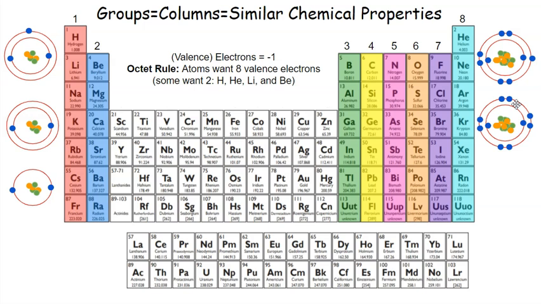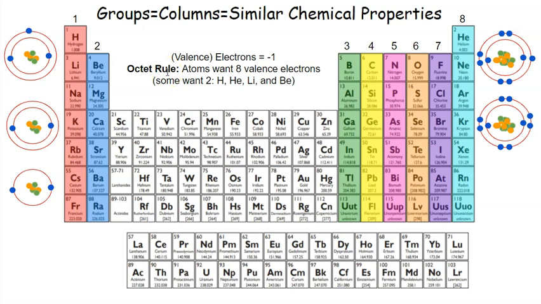So the big ticket things here when we talk about groups are that each group has similar chemical properties. We're going to talk about the charges here in a minute. Electrons have a -1 charge. So 1 electron has a -1 charge. 2 electrons total have a -2 charge. So every electron has a -1 charge. Next, every element wants 8 valence electrons in its outermost shell, or energy level.